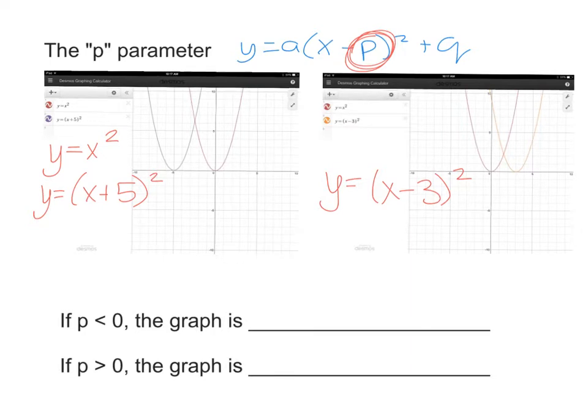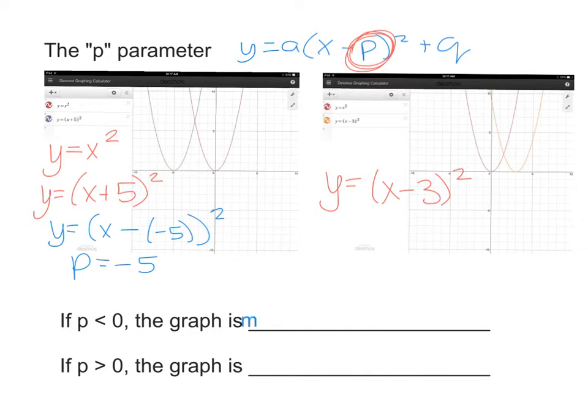So when we look at the first one, y equals x plus 5 squared, this is actually y equals x minus negative 5 squared, if we're thinking of it in terms of that vertex form, x minus p squared. So this is x minus negative 5 squared, because the two negatives make it a positive, right? But we're actually subtracting negative 5, which means for this one, p is equal to negative 5, and what happened to the graph? Went to the left 5. So if p is less than 0, the graph is moved to the left.